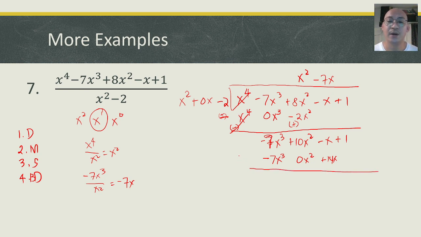Subtract. We have now to change the sign. Then nothing to change in 0. And then we have negative. So follow the rule of addition. We have now 0 here on the first terms. Then bring down positive 10x squared. Negative x and negative 14x is negative 15x, and then plus 1 to bring down.